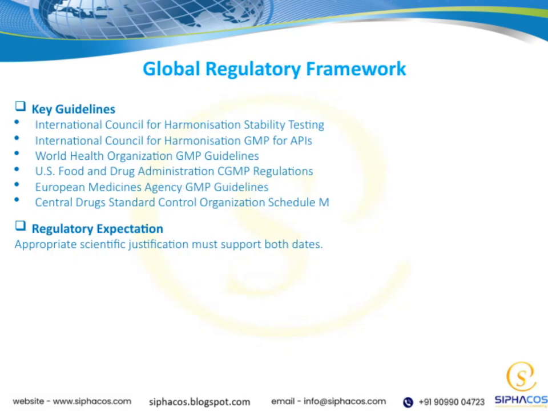When we talk about the global regulatory framework, we're looking at a set of key guidelines that keep pharmaceutical quality consistent worldwide. These include standards from the International Council for Harmonization, covering stability testing and good manufacturing practices for active ingredients. We also consider guidance from the World Health Organization, the US FDA's current good manufacturing practices, Europe's EMA guidelines, and India's Central Drugs Standard Control Organization. Across all these, the expectation is clear. Every date we set must be backed by solid scientific justification.